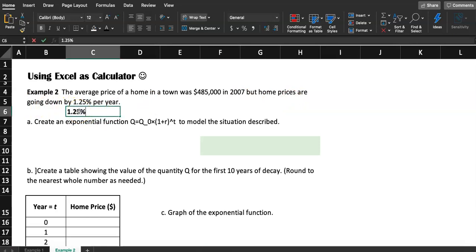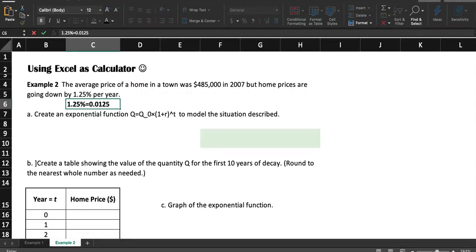1.25%. I'm sorry, 1.25%. Just because I noticed that your MyMathLab homework will ask you to type in a decimal, I'm going to go ahead and convert that into 0.0125. Okay, so that's the rate. But notice the prices are going down, so I'm not going to do 1 plus my rate. I'm going to do 1 minus that rate.